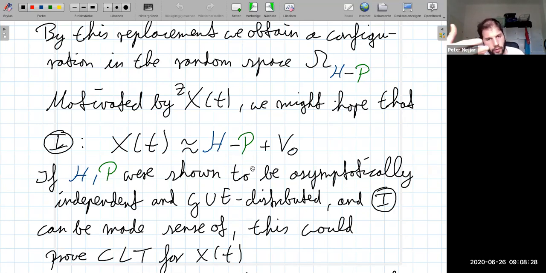and if we then show that H and P are asymptotically independent and asymptotically GUE distributed, then we would have the CLT for the second-class particle. Because if H and P turn out to be asymptotically independent and GUE distributed, then the difference of H and P will be distributed as the difference of two independent GUE distributions.